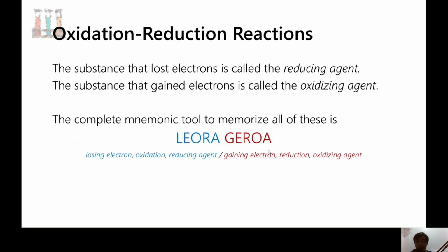Whichever substance loses electrons, that is the reducing agent. Whichever substance is oxidized is also the reducing agent. The substance that gains electrons, we call that the oxidizing agent. Whichever substance undergoes a reduction reaction, we also call that the oxidizing agent. Okay, so LEO or GEROA.